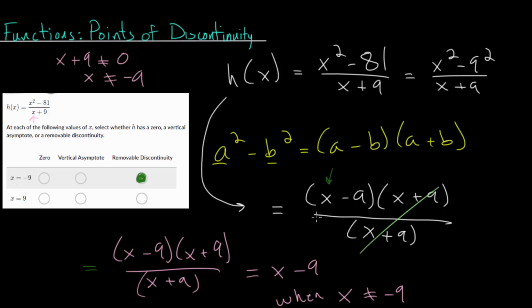If you plug 9 into this, so now let's just do h of 9, we get 9 minus 9, which is 0. When the function is equal to 0 at a particular x value, that's what we call a 0 of the function, or an x-intercept. So at 9, we have a 0, and at -9, we have this removable discontinuity.